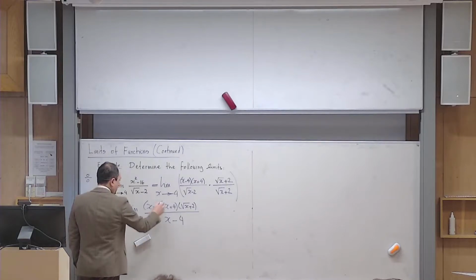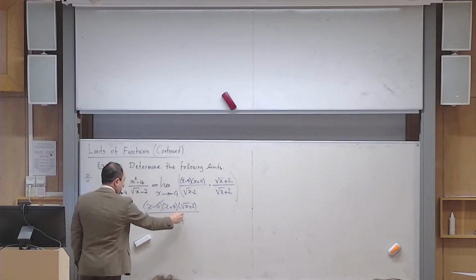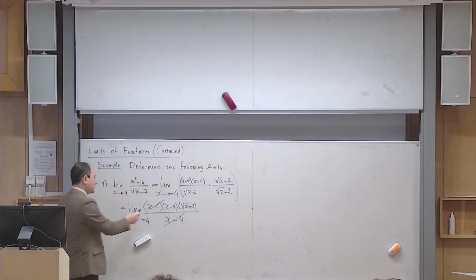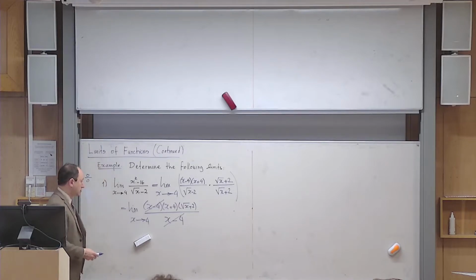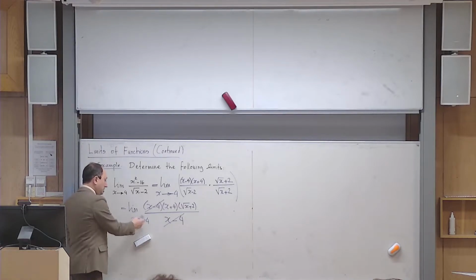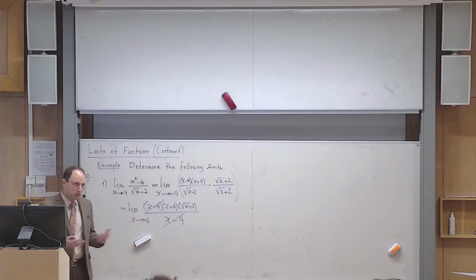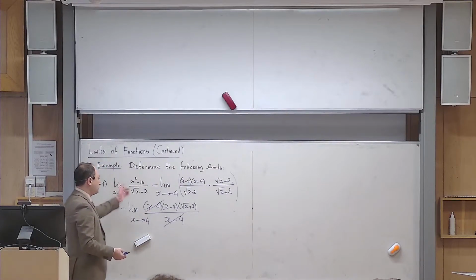Okay, now you see that x minus 4 and x minus 4 are cancelled. Why can I cancel that? First of all, because that's a common factor for numerator and the denominator. Secondly, this symbol guarantees that x minus 4 is not 0. It's very small, but not 0. Okay, so I can just safely remove that.